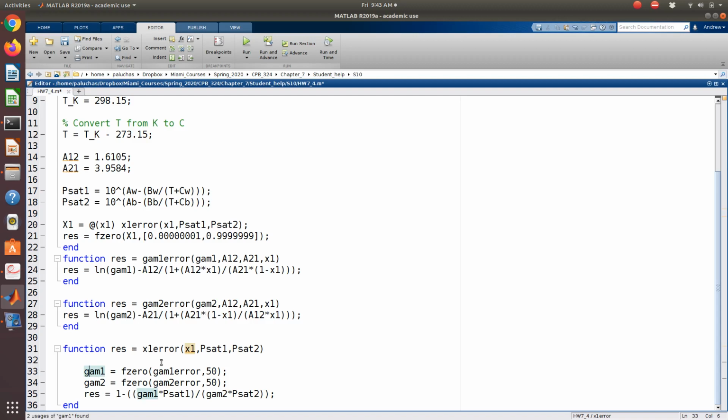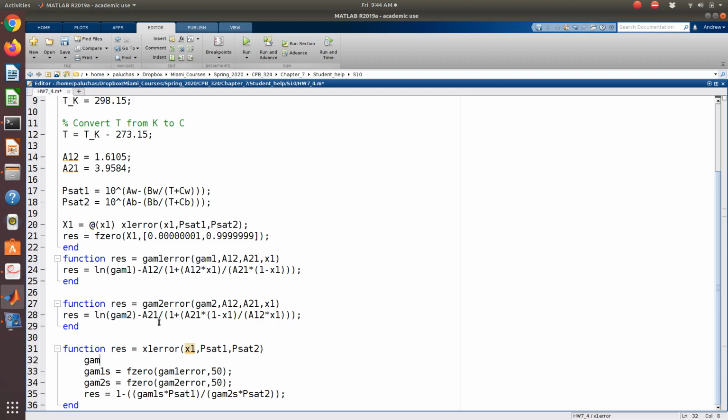When I create anonymous functions, I like to keep my input variable names the same. And so what I'm going to do is I'm just going to call these gam1s and gam2s. And then we'll call this gam1s, gam2s. Okay. All right. So what I need to do is I need to create an anonymous function.